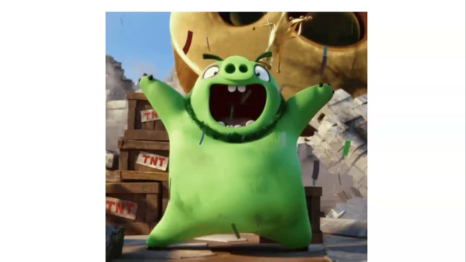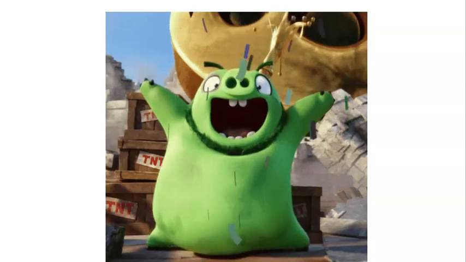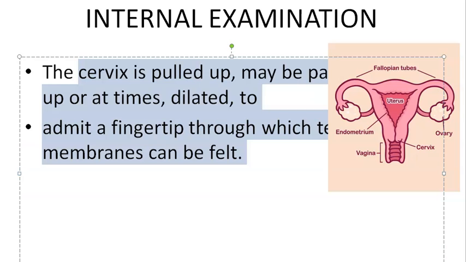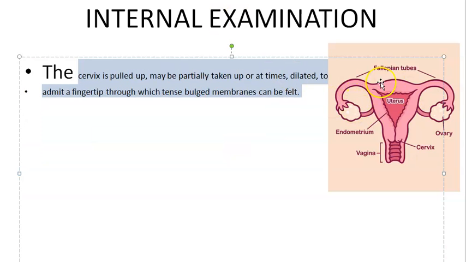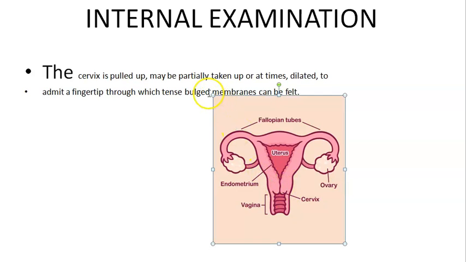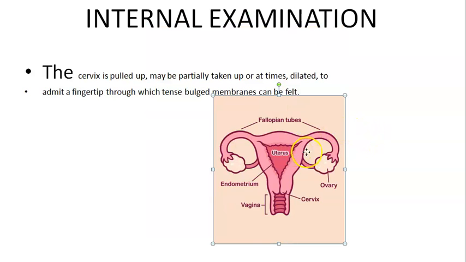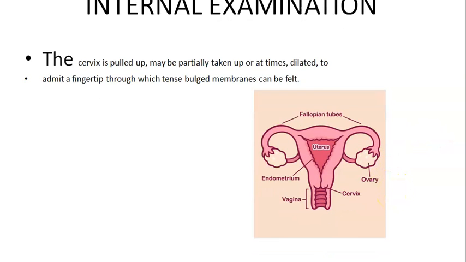So what did you learn, guys? You learned how to do abdominal examination in polyhydramnios. Okay, that's great. Now let's move on to internal examination. When you check the cervix, you will see that the cervix has been pulled up, partially, at times, or all the time. It can be dilated, and you can possibly put a fingertip in and feel the bulging membranes. I'm not sure if they do this because you should not cause more harm, right?